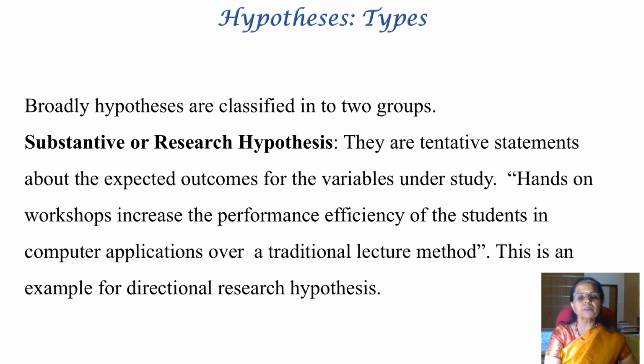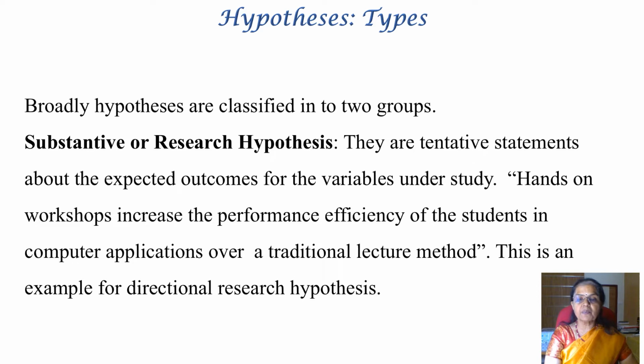Now we are going to see about the various types of hypothesis. Broadly speaking, hypotheses are classified into two groups: substantive or research hypothesis, and the other one is statistical hypothesis, the second group. And what is substantive or research hypothesis? They are tentative statements about the expected outcomes for the variables under study.